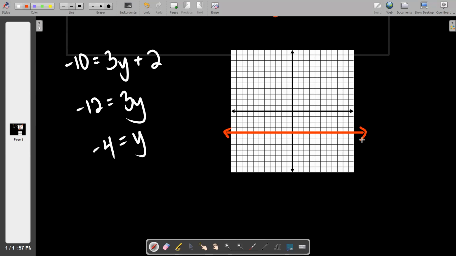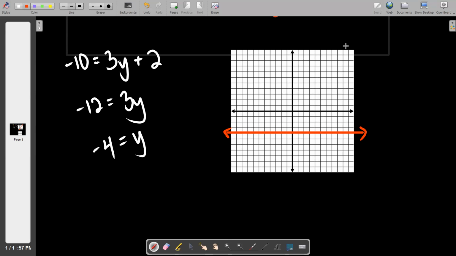I'd be honored and flattered if you guys could be the first generation of Mr. Ahern students who don't get horizontals and verticals backwards. So remember, x only is up and down, and y only is sideways. It's the backwards of what the axes look like.